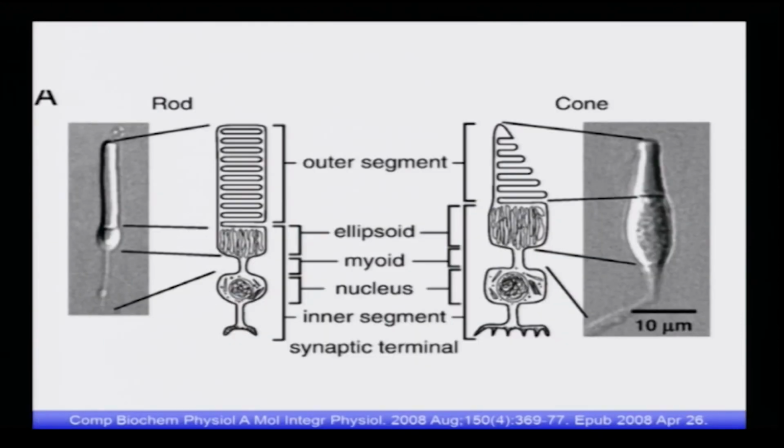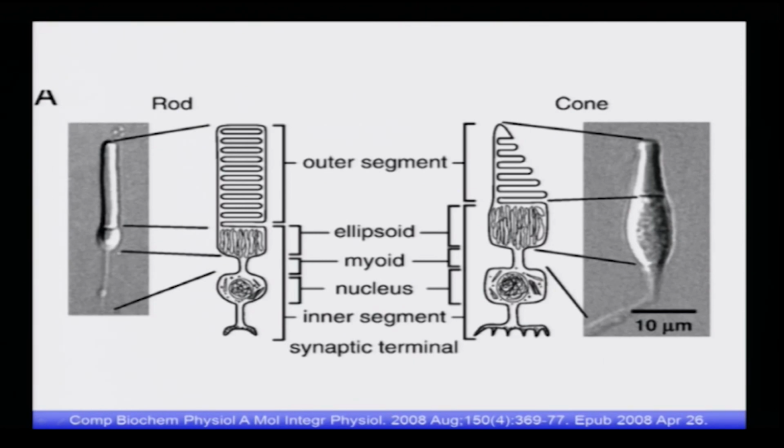This is how a rod and a cone physically look. These are from the fish retina, and the reference is given here. Please go through this if any of you is interested in seeing how they look and how they are isolated from the fish retina. It is a paper in Comparative Biochemistry and Physiology Part A: Molecular and Integrative Physiology, in August 2008, volume 158, issue number 4.